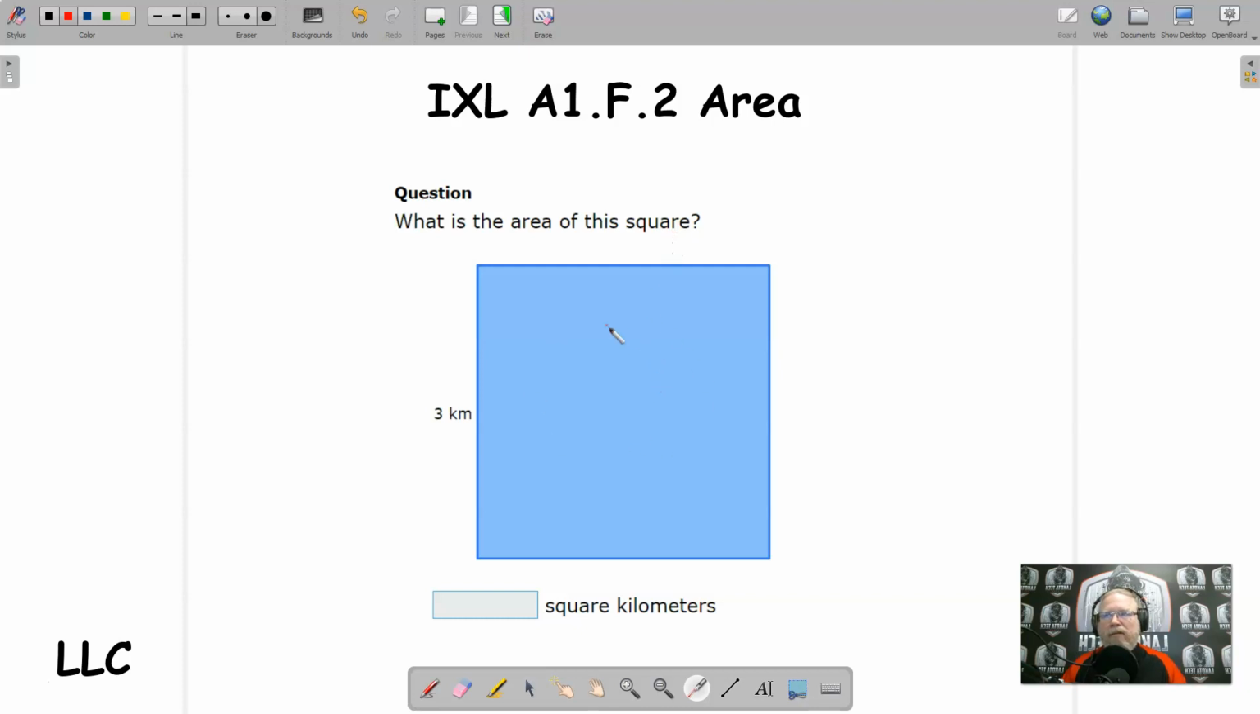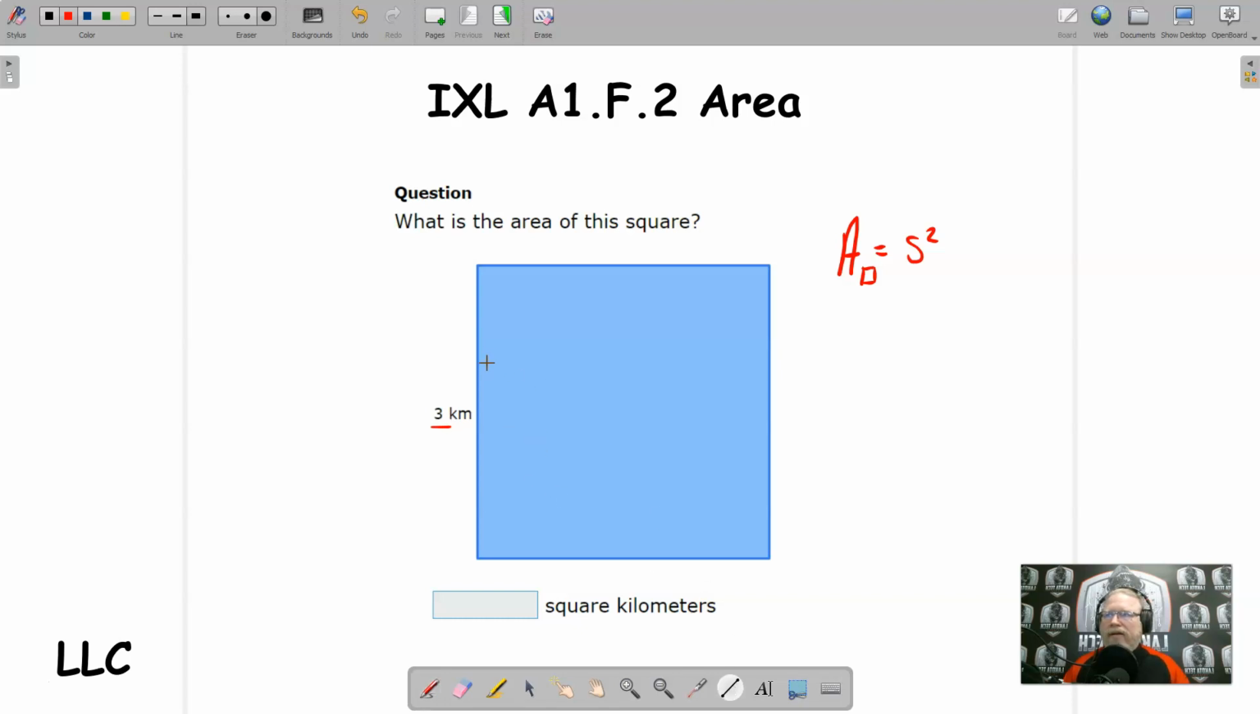And by area, we're talking about the square units that are inside of this square. Well, the formula for the area of a square is: area of a square is equal to s squared, where s equals the side length. So here we have a side length of 3.